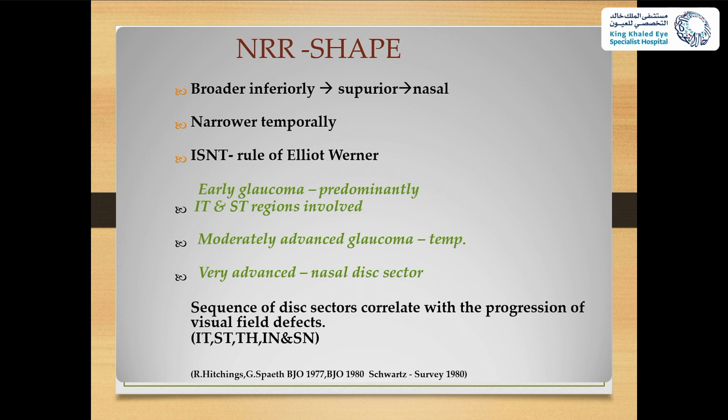In early glaucoma, predominantly the inferior temporal and superior temporal regions are involved. Moderately advanced glaucoma affects the temporal area. In very advanced glaucoma, the nasal disc is also affected. If the ISNT rule is applied, usually it is a normal disc. If it's broken, usually it takes this protocol. The sequence of disc sectors correlates with the progression of the visual field defect in the opposite direction of the visual field.